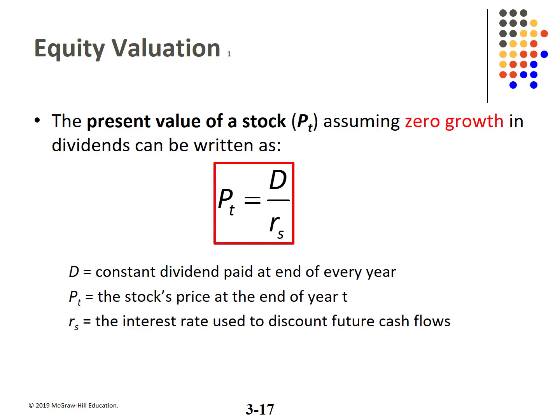Moving from valuing bonds, the easier task, to valuing stock. The easiest, a stock with a dividend that is not growing. Basically, this is the preferred stock formula. D is the permanent dividend amount, R is the required return, P is the price.